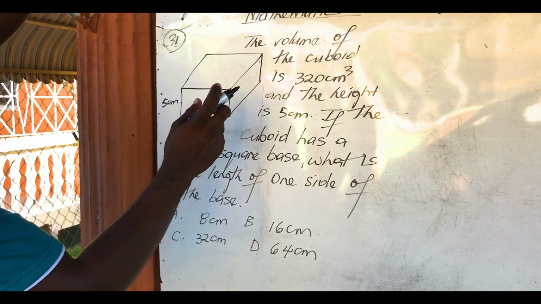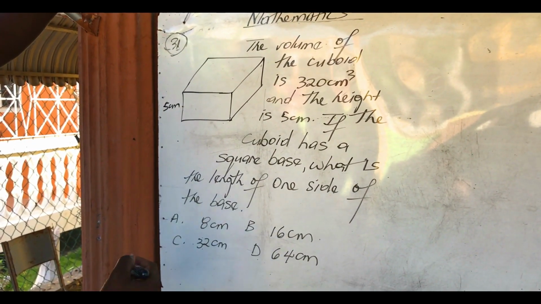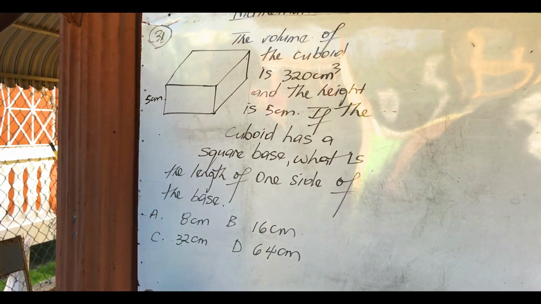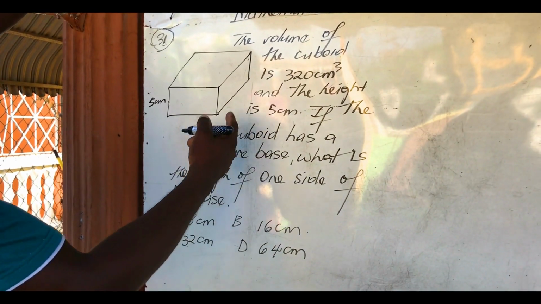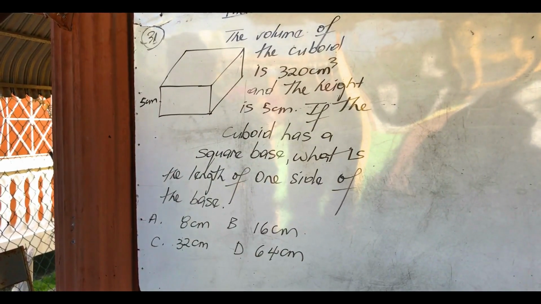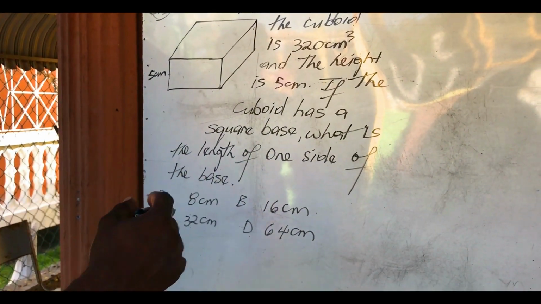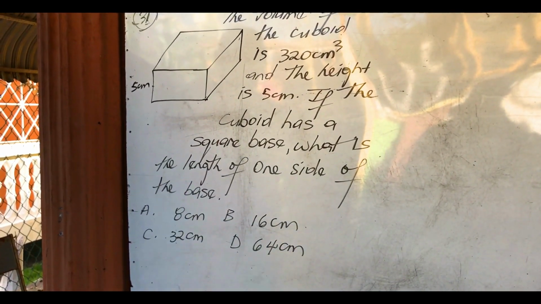Now here we have another example of a measurement question. The one that we just looked at is of a cylinder. Now this one is a cuboid, and the volume of the cuboid is 320 cubic centimeters. Now volume basically refers to the amount of space that a solid tends to occupy.